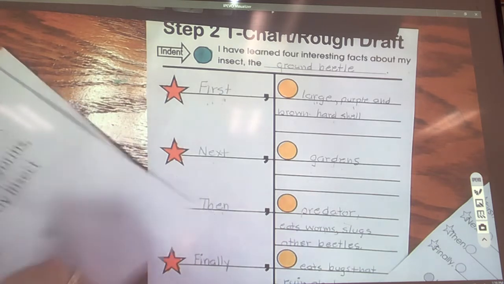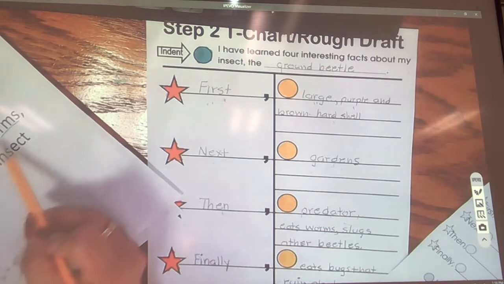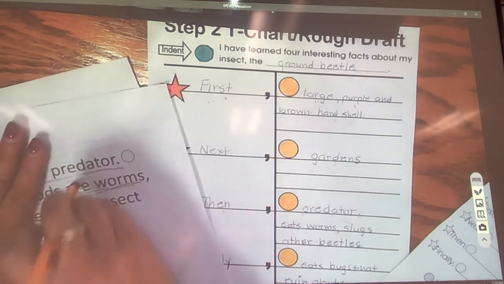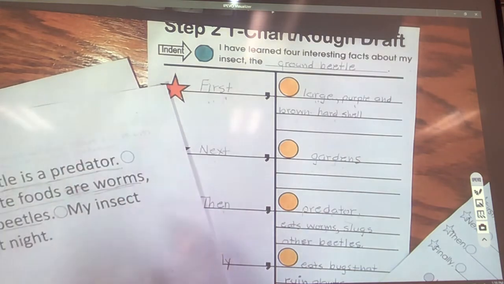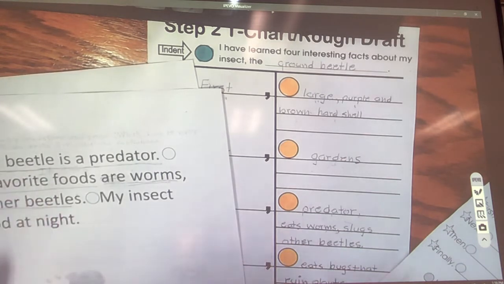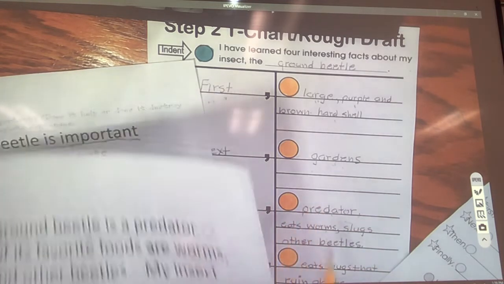I was kind of fooling around with it. He's a predator, and some of his favorite foods are worms, slugs, and other beetles. So I've underlined that. Don't worry about this guy. So that tells you he's a predator and what he eats, because that's what they're asking for. That's what I want to put in my paragraph.